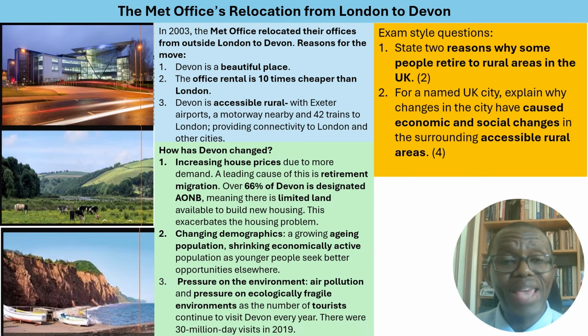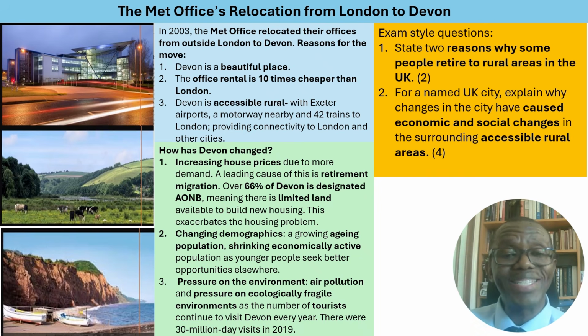So there has been an increase in house prices. Now, of course, as people continue to move into Devon, then there is going to be a lot more demand for housing, which then means that the prices are going to go up, and especially with retirement migration.